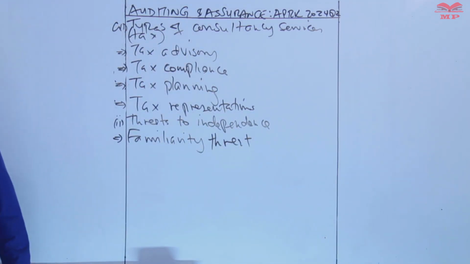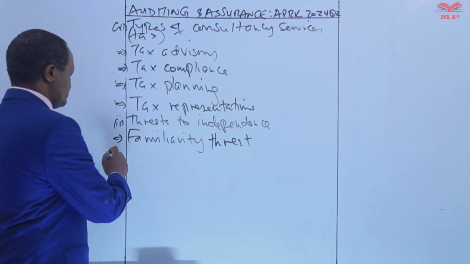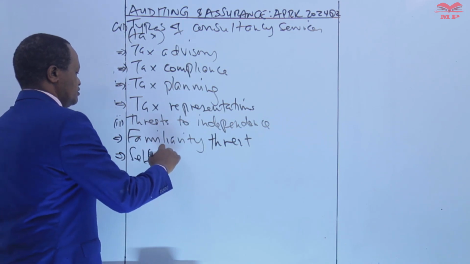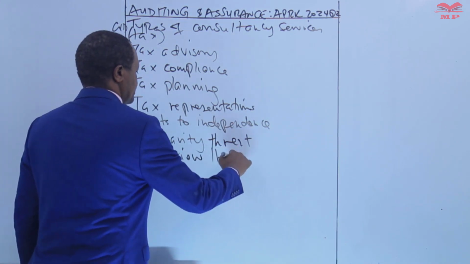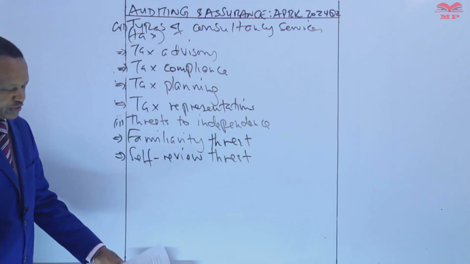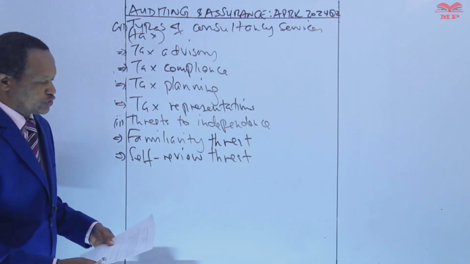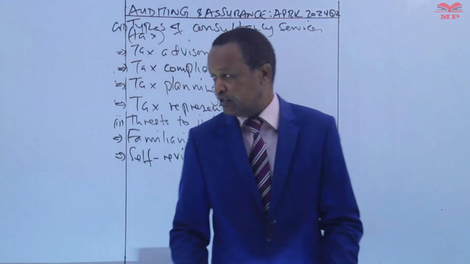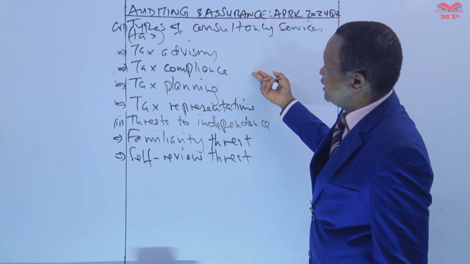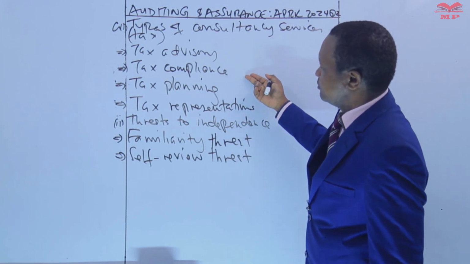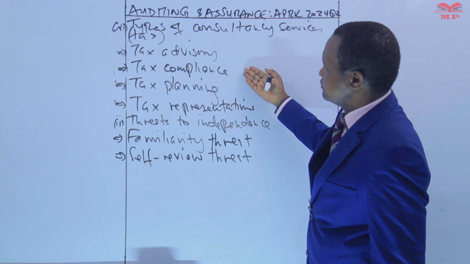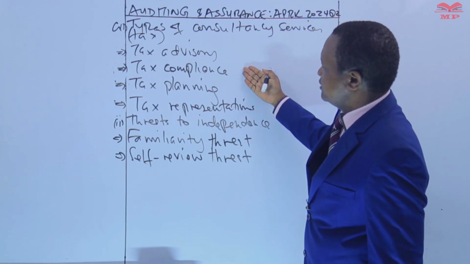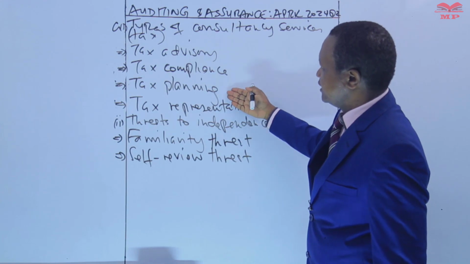There is another point here that someone mentioned. What was it? Self-review threat. Merite says self-review threat. That is true. This auditor is going to perform tax consultancy services. He will be helping the company in complying. Some of you had talked about making VAT returns, submitting returns, tax planning.